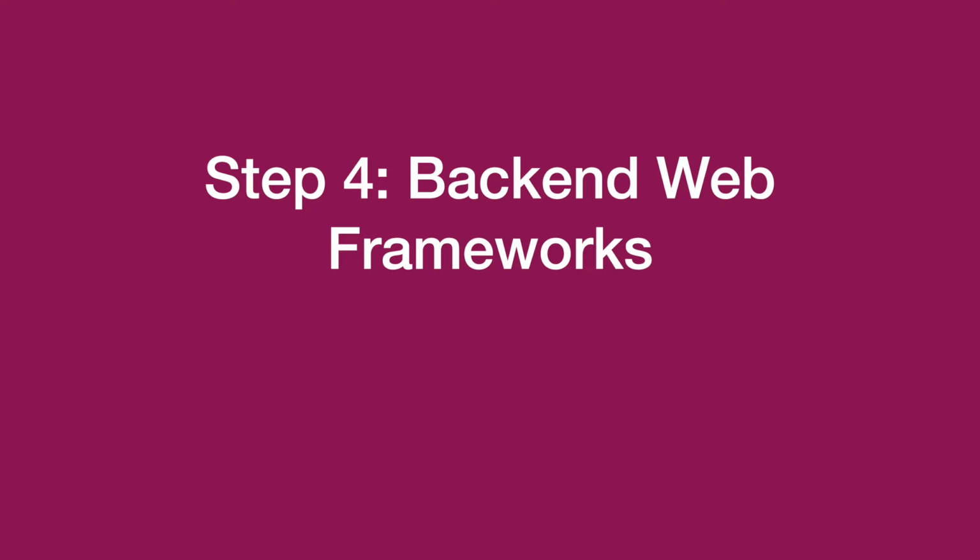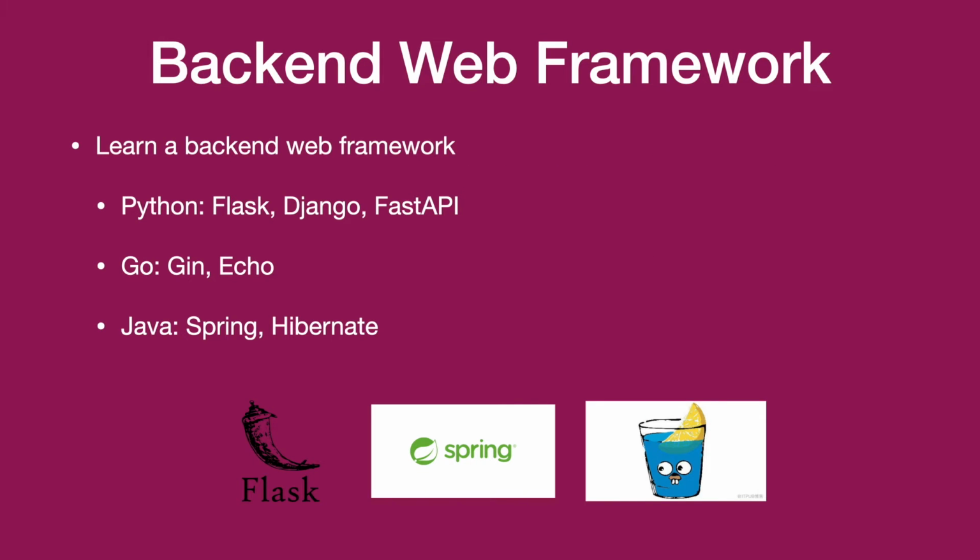Step 4 is going to be to learn a backend web framework. There are a bunch of backend web frameworks out there. Depending on the programming language that you choose, you can pick any. For Python, the common ones are Flask and Django. There is also FastAPI, which is very simple. For Golang, there is Gin and Echo. For Java, there's Spring and Hibernate. It doesn't really matter, just pick one web framework and see how a web framework works.